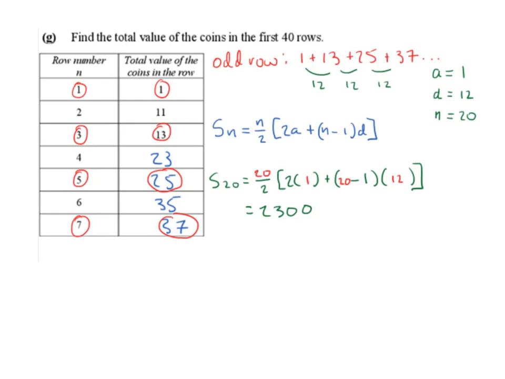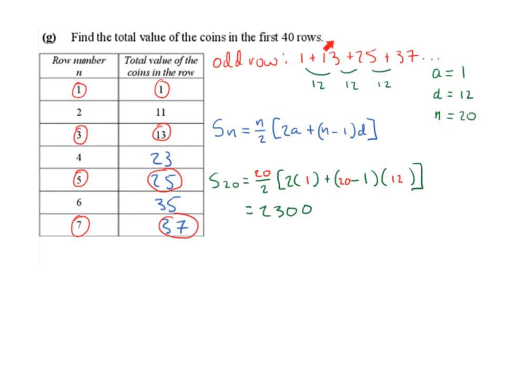So if we start with the odd rows, so row 1, row 3, row 5, row 7, and so on, we're going to take the total value of the coins in those rows. So we've got 1, 13, 25, 37. We're going to use our Sn formula from our formula book, which is the sum of series formula, and we're going to use this to work out the total if we were to add together all the odd rows in the first 20 rows.